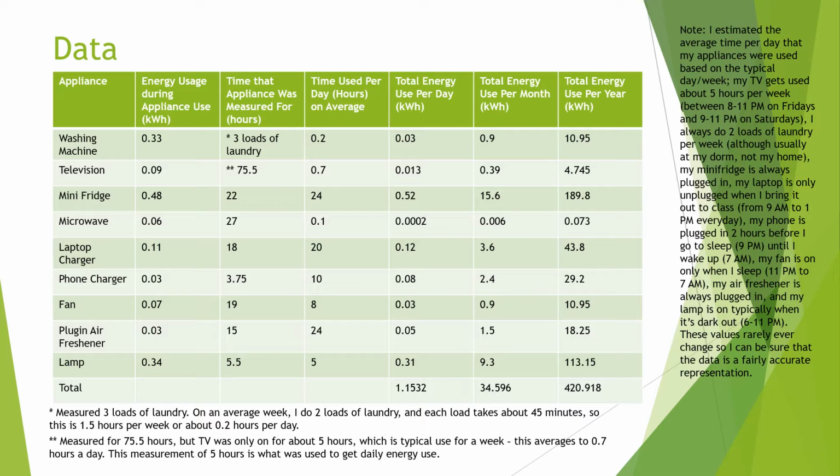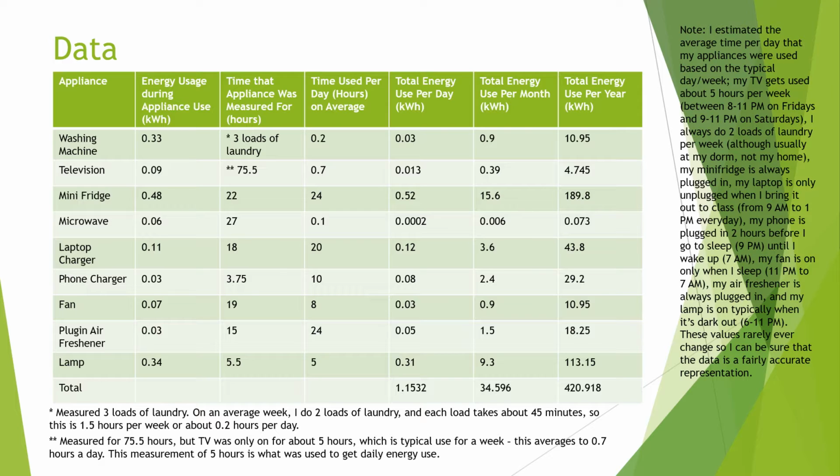Some of my methods for collecting data differed between appliances. For my washing machine, I put in 3 loads of laundry, and since each load takes about 45 minutes, I took my total kilowatt hours for the duration, which was 0.33 in 3 loads, and divided that by 3 loads to get 0.11 kilowatt hours per load. And since I do about 2 loads of laundry per week on average, I used 0.22 kilowatt hours in 1.5 hours per week, which is about 0.03 kilowatt hours per day.